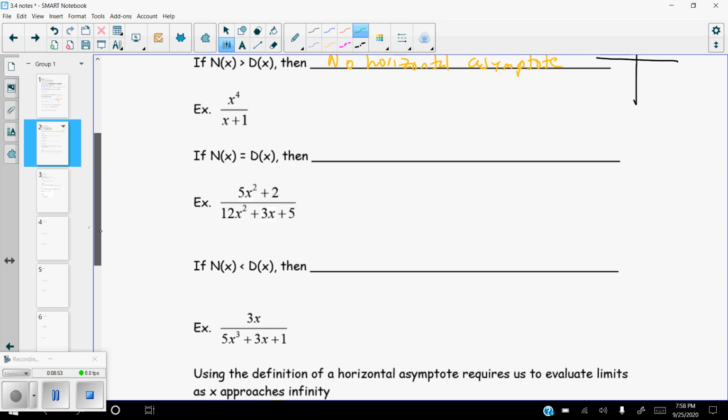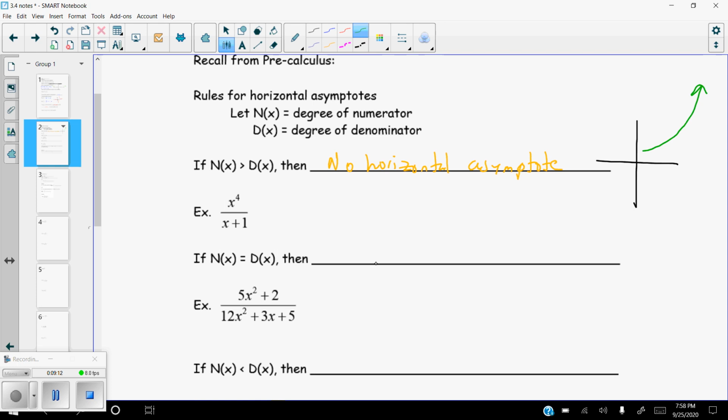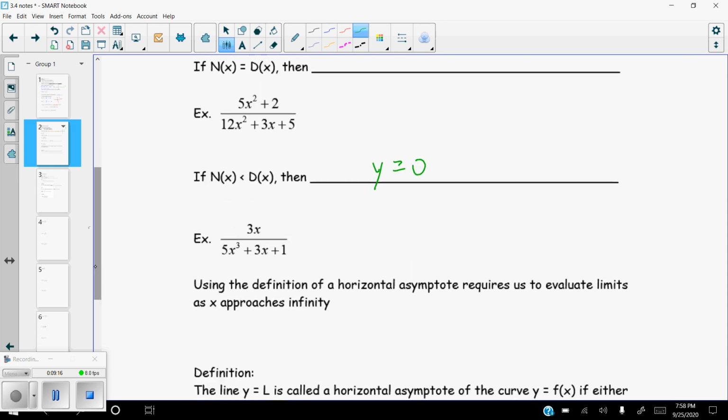So basically what's happening is that denominator is getting really, really big, but the numerator is staying really small. So this thing is going to start to approach a really, really, really tiny value, but it doesn't go negative. It stays positive, so it's going to approach 0. So if the degree of the denominator is the bigger degree, it will always approach y equals 0. Always.